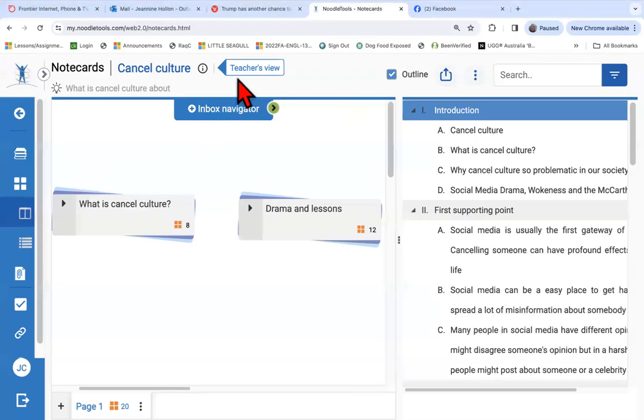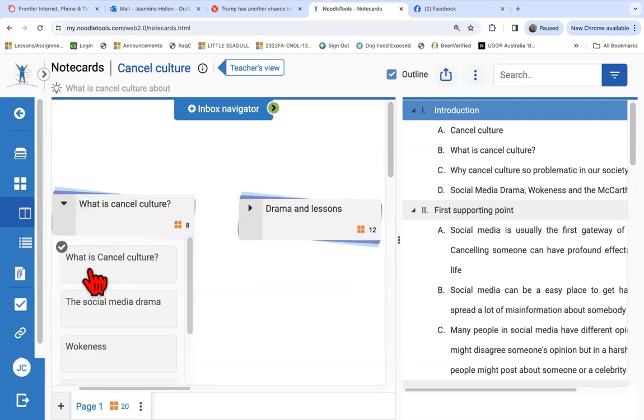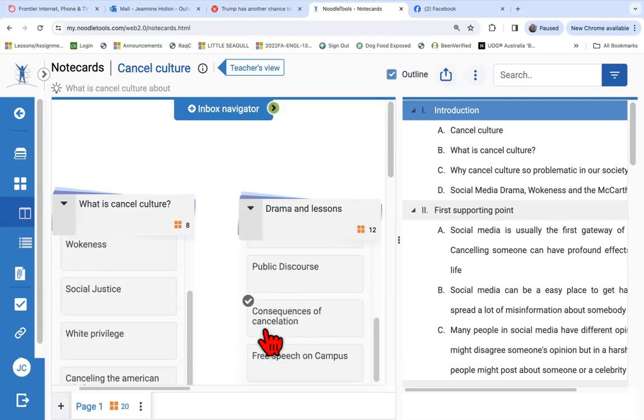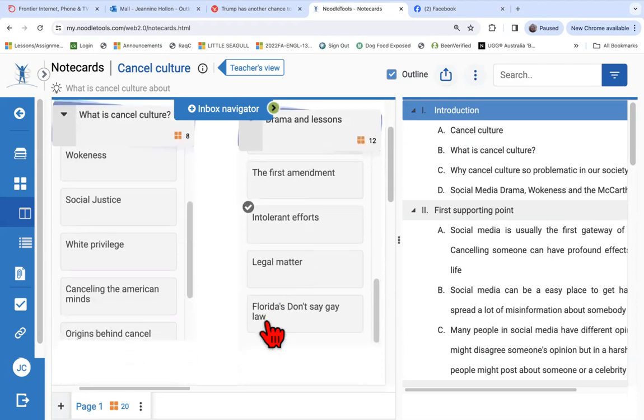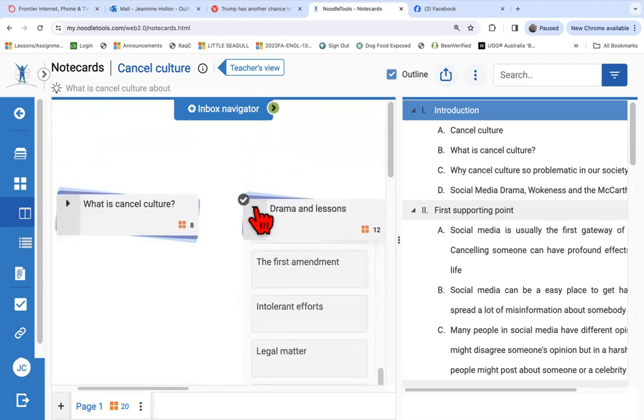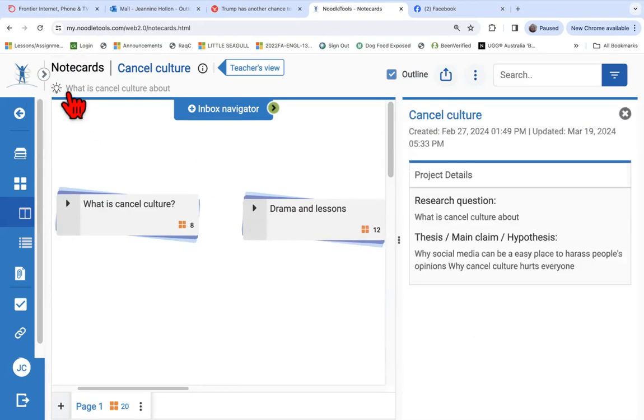But what you did, when we look at what you did on your Noodle Tools, you don't have any piles. You just did 20 cards, and when you look at them, they're all over the place. I don't know what you're trying to do with your thesis or anything. And the reason I don't know is because you don't know. You don't really have a research question and a thesis.